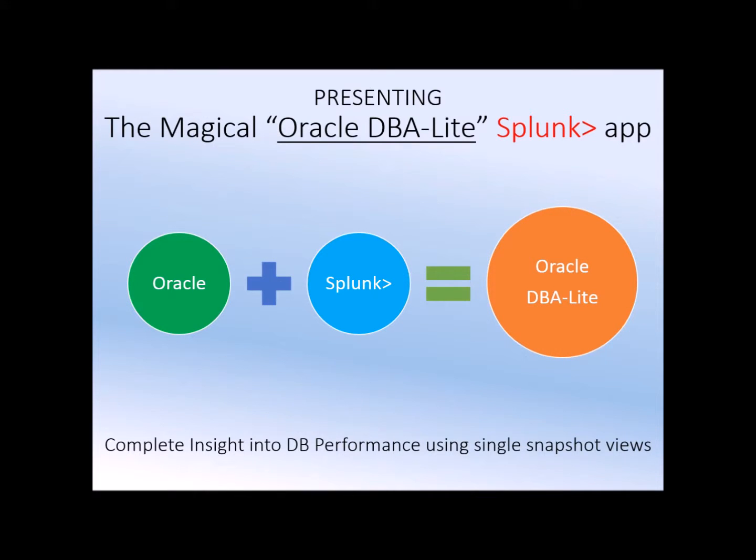Hi, we are the Nordstrom Performance Engineering team presenting the magical Oracle DBA-Lite Splunk app. What we have done here is we've combined the power of Oracle and the power of Splunk to come up with this amazing app called the Oracle DBA-Lite. Using this app, you can get complete insights into database performance, making use of the single snapshot views. This app is proving out to be a game-changing tool in the way we analyze database performance, and we would love to share the app and the approach with all of you.